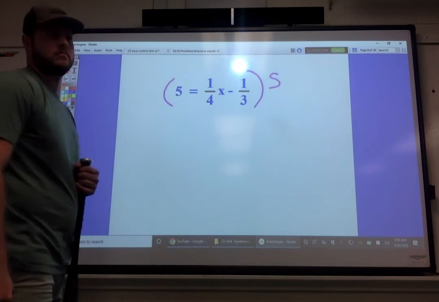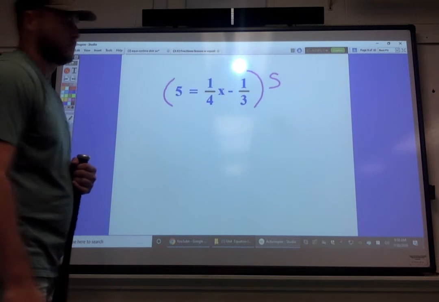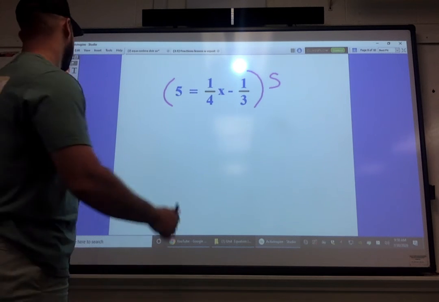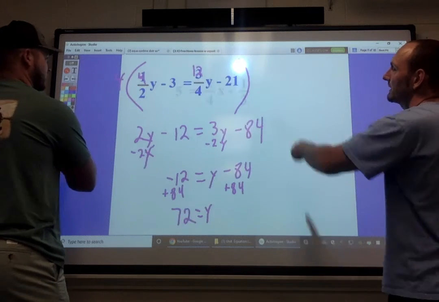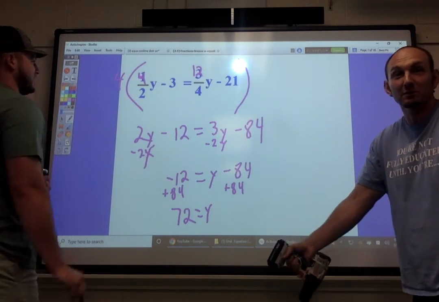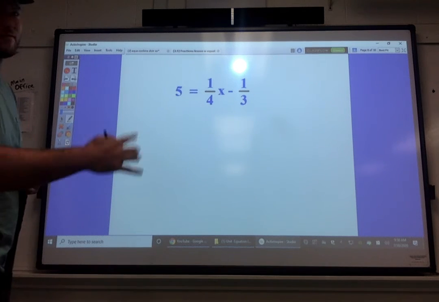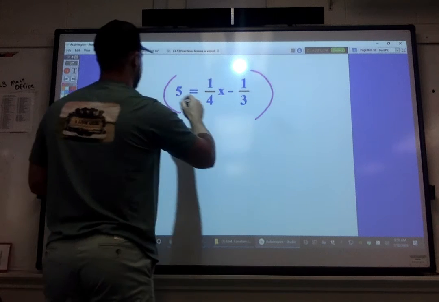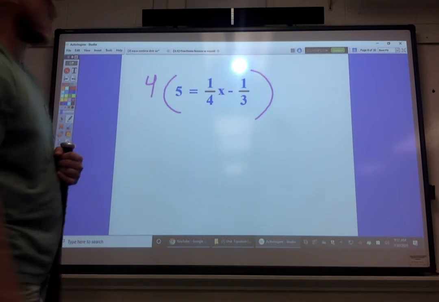So I'll multiply everything by 5. Is that the common denominator, or is that just a number? What do you think? Not the common denominator. It would still work, but we'll get 5/4 minus 5/3, and then we're in the same boat we started with. Good non-example. So let's multiply everything by 4. Does 4 work? Is that a common denominator? No, doesn't work.